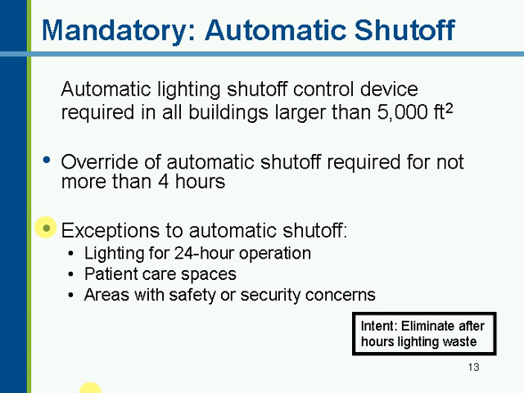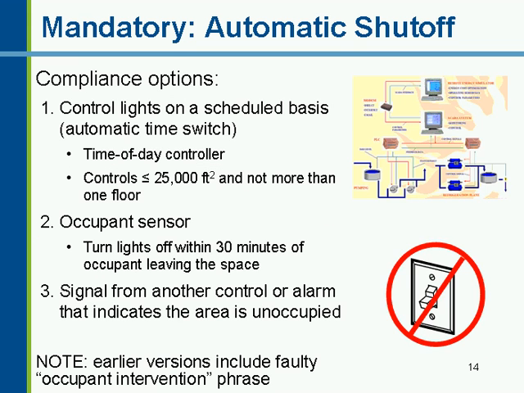Now, this is a generic requirement. It isn't very specific, so you will need to make your case with the building official when you have one of these to identify what the safety or security need is and document that such that the building official will be able to agree with that. And again, the intent here is to eliminate after-hours lighting waste where it makes sense and is practical. So how do you comply with this automatic shutoff? There are three basic ways to comply with this, and you can mix or match these.